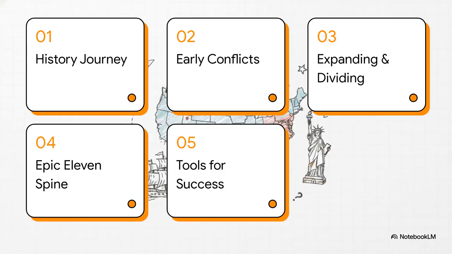Okay, let's dive into our agenda for today. First, the U.S. history journey. Second, Unit 1, early conflicts. Third, expanding and dividing. Fourth, the epic 11-unit spine. And finally, your tools for success.